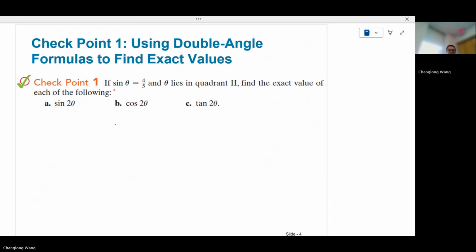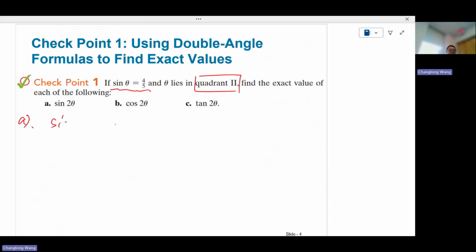So instead of telling you the angle theta, they say the sine of this angle is 4/5, and the angle is in the second quadrant. Let's find the exact value of sine 2 theta, cosine 2 theta, and tangent 2 theta. I hope that if you see those questions in the test, you realize they're almost screaming at you to use the double angle formulas, as long as you know what they are.